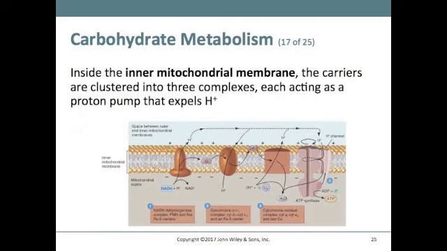Moving on to figure 25.9, page 1011. In this figure, we see inside the inner mitochondrial membrane, and we see the carriers are clustered into 3 complexes, each acting as a proton pump that expels hydrogen ions. As the 3 proton pumps pass electrons from one carrier to the next, they also move protons from the matrix into the space between the inner and outer mitochondrial membranes. As protons flow back into the mitochondrial matrix through the hydrogen ion channel and ATP synthase, ATP is synthesized. The first proton pump is the NADH dehydrogenase complex. The second proton pump is a cytochrome BC1 complex. And the third proton pump is a cytochrome oxidase complex.